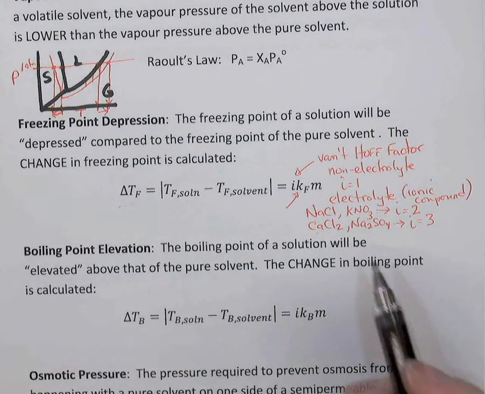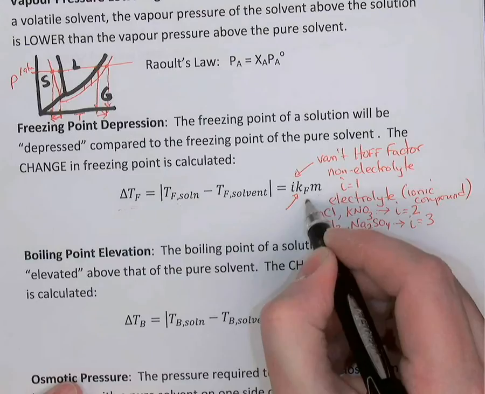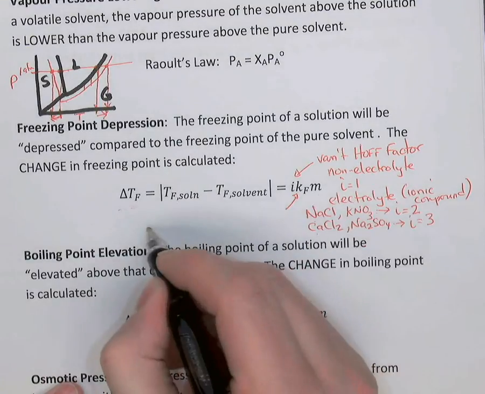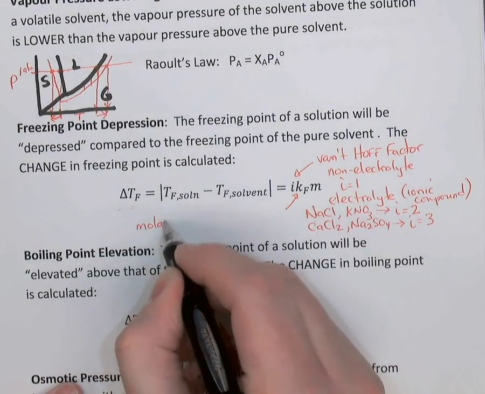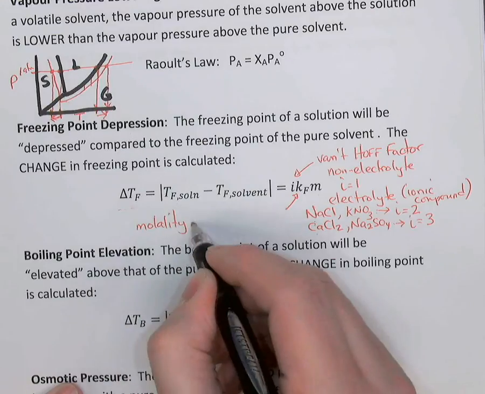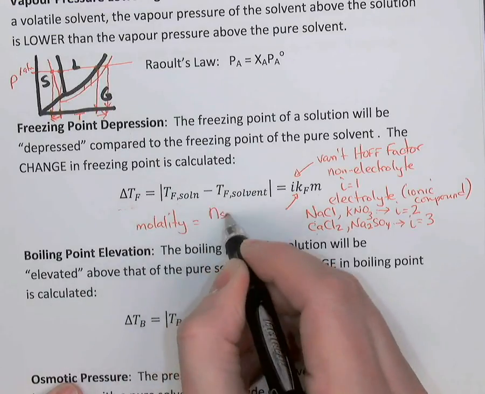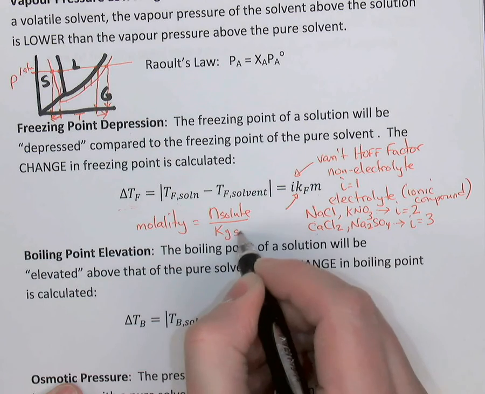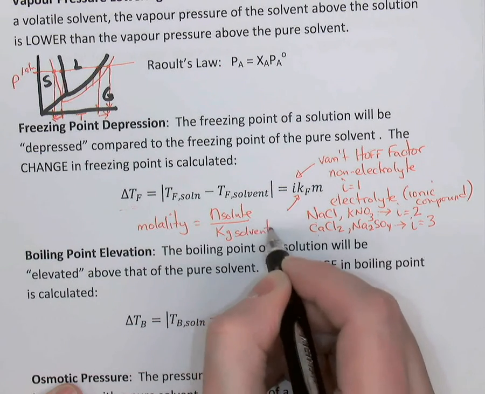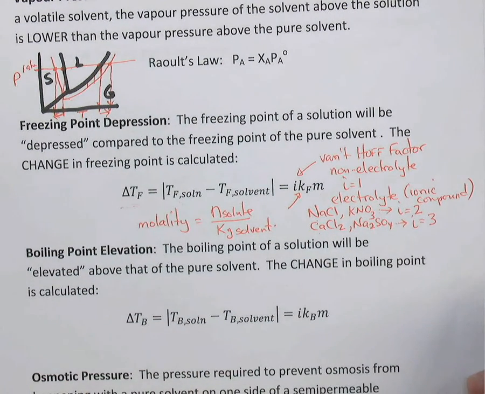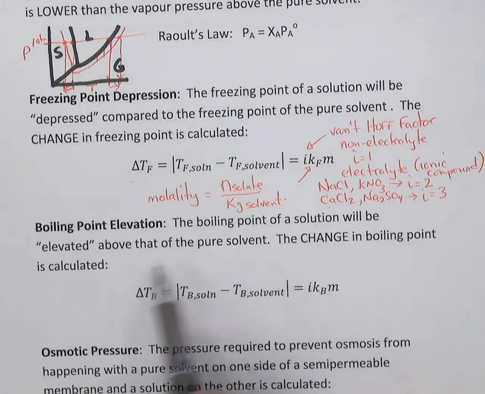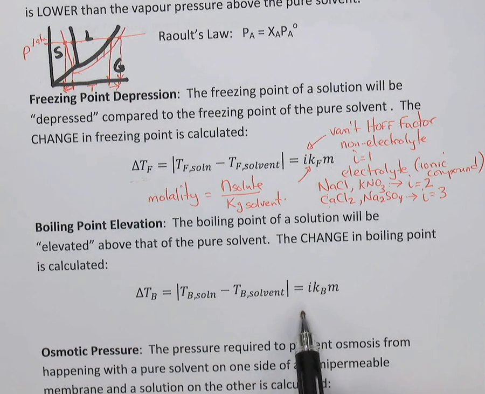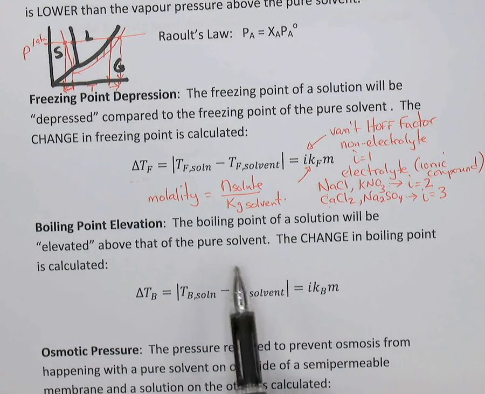So each solvent has a different freezing point, boiling point, and constants for use in these formulas. And finally, the m is the molality of the solution. And you remember that molality, not molarity, but molality, is the moles of the solute divided by the kilograms of the solvent. Okay, so remember that. The boiling point elevation equation looks very similar. We've just replaced the F's for freezing point with B's for boiling point, but it's basically the same idea.